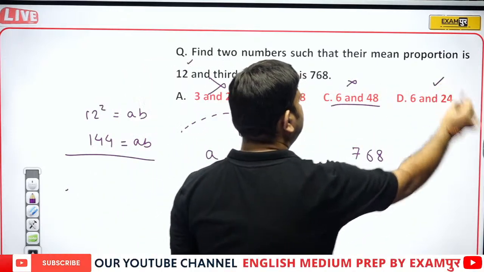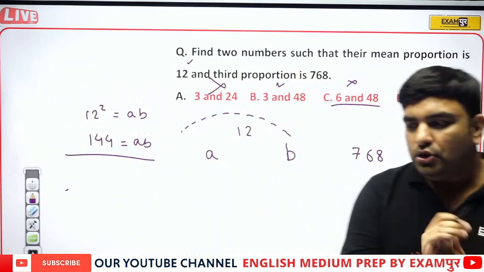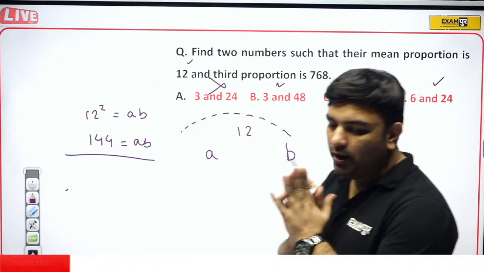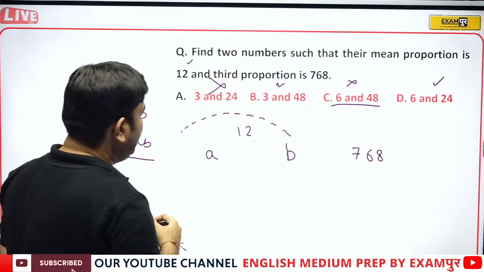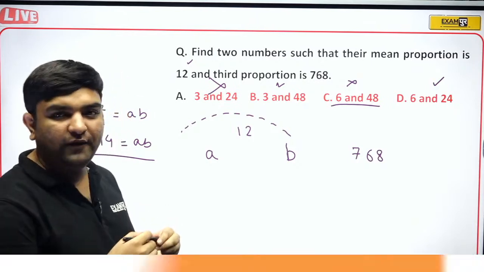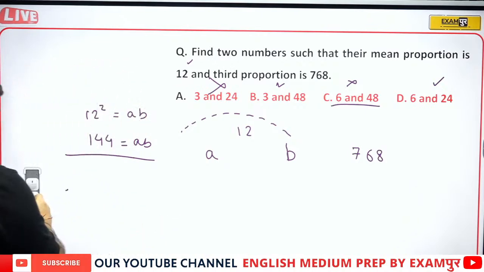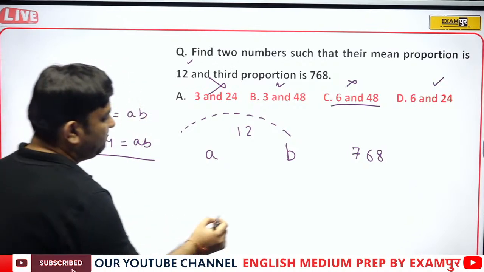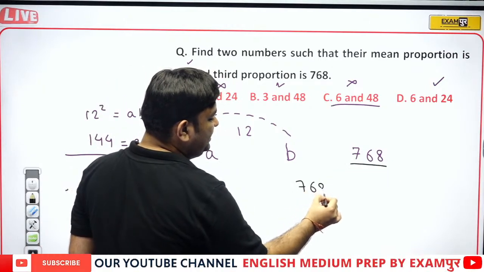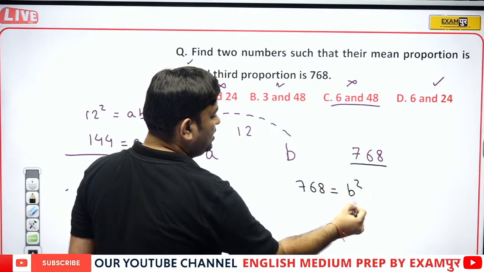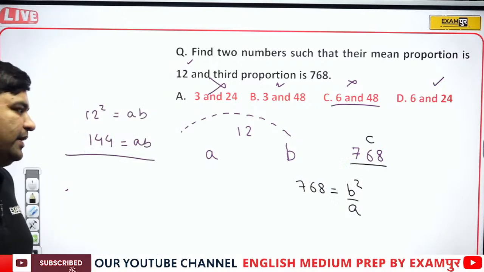Two options are gone. Two options are still in the competition. So either it is 348 or 624. Now, what will we do? This C is equal to B squared by A. This is your C now. So C is equal to B squared by A.